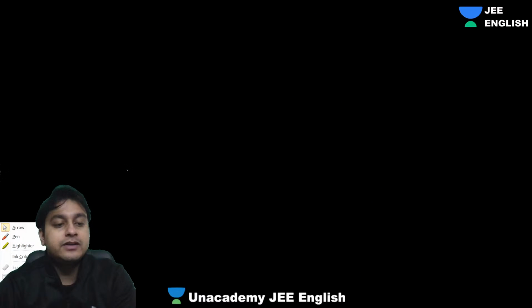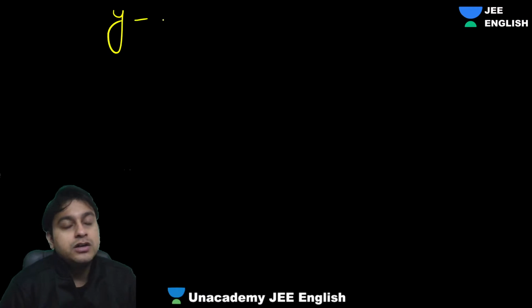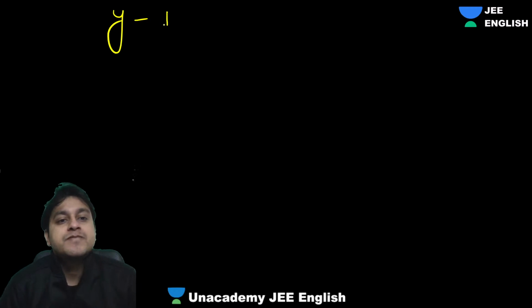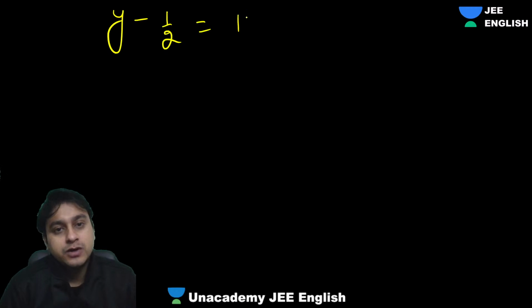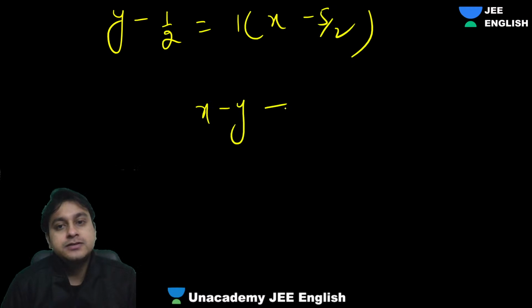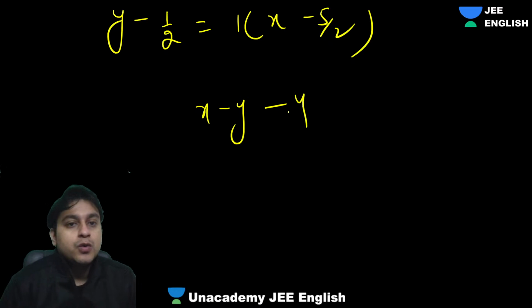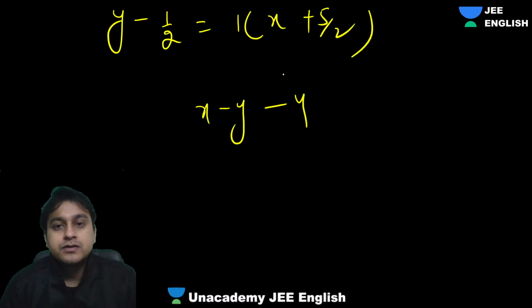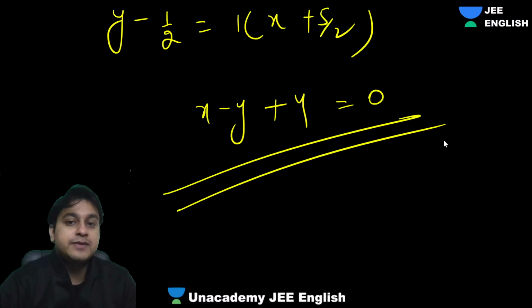So the equation of the line will be what? The slope we know is 1. So y minus y1, y1 is half, equals slope, that is 1, into x minus 5 by 2. This is coming as x minus y plus half plus 5 by 2, so plus 4 equals 0.